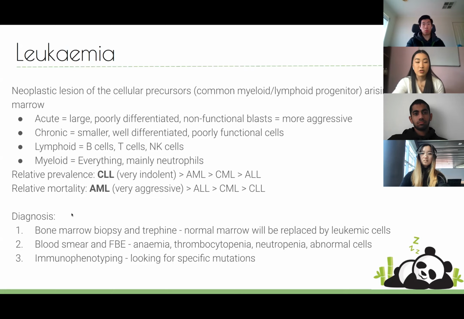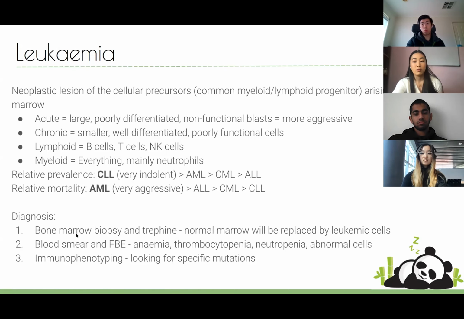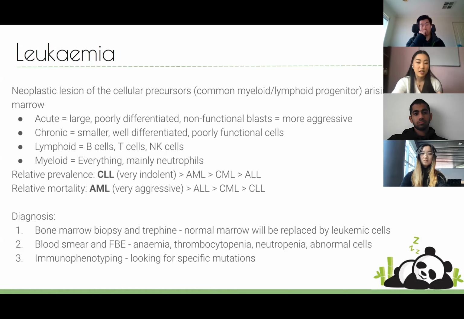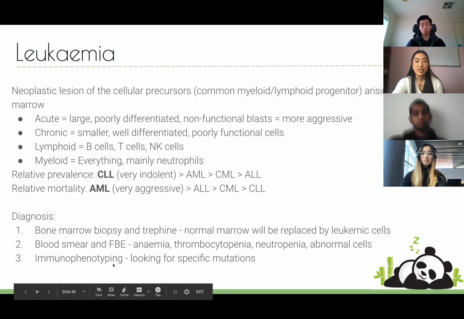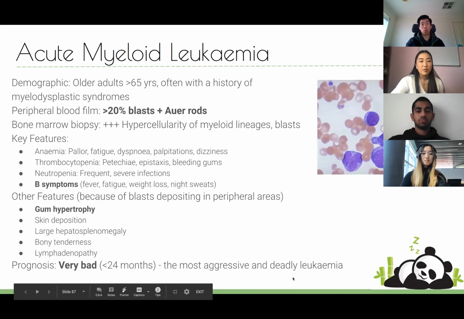When we're diagnosing leukemias, it's based on 3 main things. First, bone marrow biopsy, which will show loss of the normal marrow and replacement with all of these proliferating cells, so typically hypercellular. Second, the blood smear and the FBE, which is looking at the peripheral blood film and all the kinds of weird cells that you see there. And then immunophenotyping is done to look for specific genetic mutations, because a lot of these blood cancers are linked to very specific mutations.